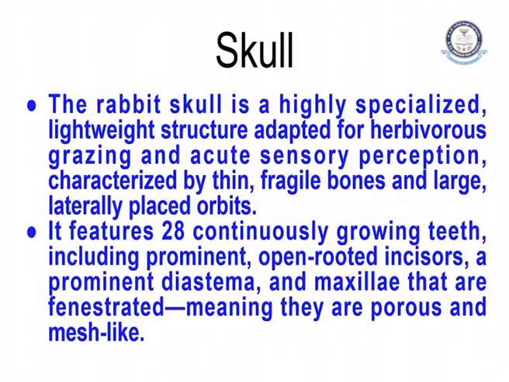Coming to more important information about the skull, the rabbit skull is a highly specialized and lightweight structure adapted for herbivorous grazing and acute sensory perception. It is characterized by thin fragile bones and large laterally placed orbits, and it has 28 continuously growing teeth, including prominent open-rooted incisors and a prominent diastema. The diastema means the gap present between the teeth.